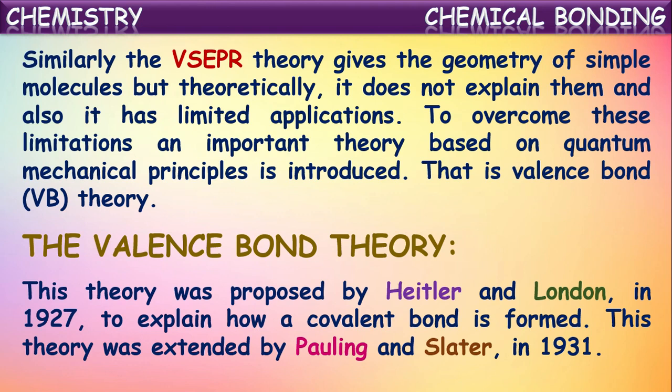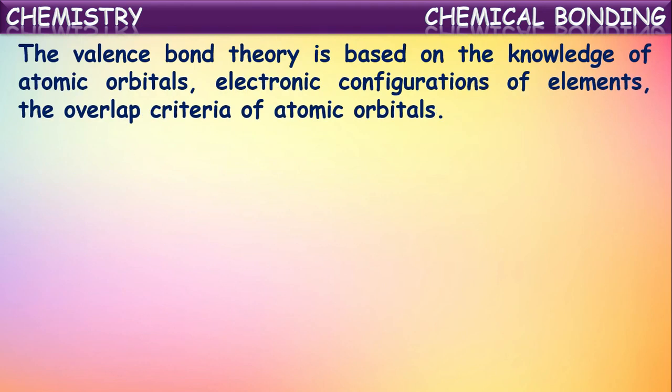This theory was later extended by Pauling and Slater around 1931. It is a bit advanced. The valence bond theory is based on the knowledge of atomic orbitals, electronic configurations of elements, and the overlap criteria of atomic orbitals. Based upon all these concepts, this valence bond theory is developed.